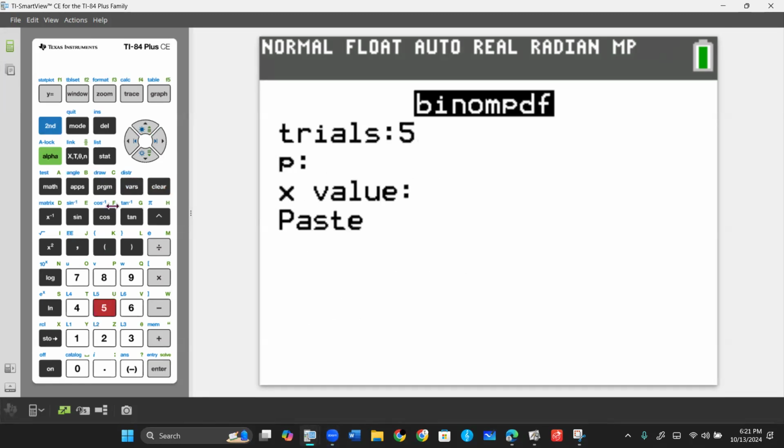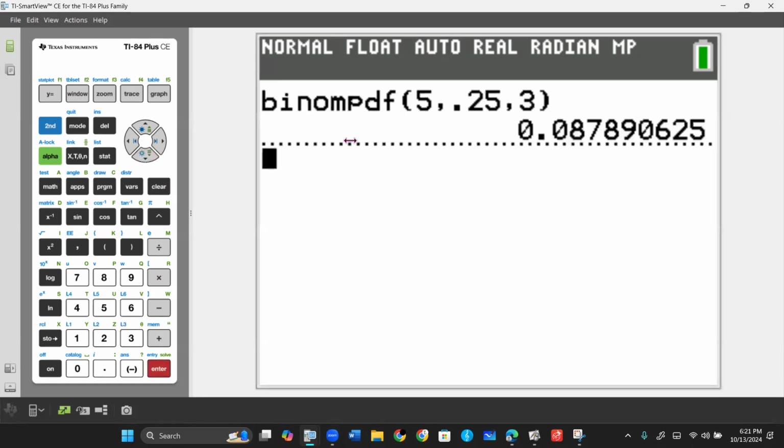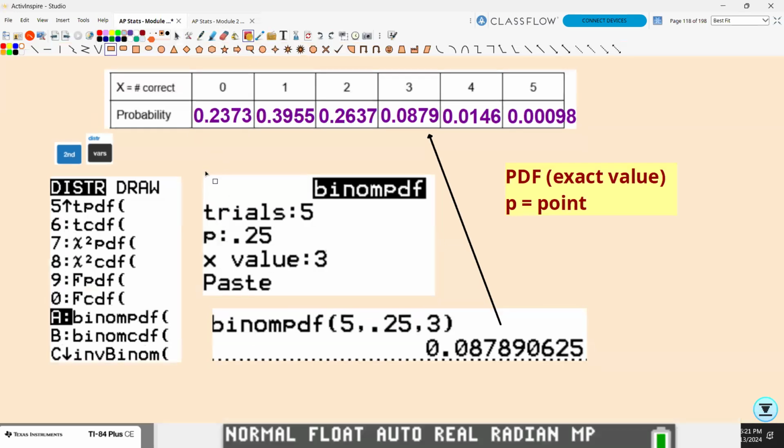Let's say I wanted 5 trials, and I knew the probability of success was the same, 0.25, and I want to know the probability that I could get 3 of those 5 correct. That would be binomial PDF, and you're going to get 0.08789. Now you have to write all of your information when you're writing this work. You can't just put the answer. What you see in this box is what you would write out: binomial PDF, number of trials 5, probability 0.25, x equals 3. If you do that, that'll count for your work.